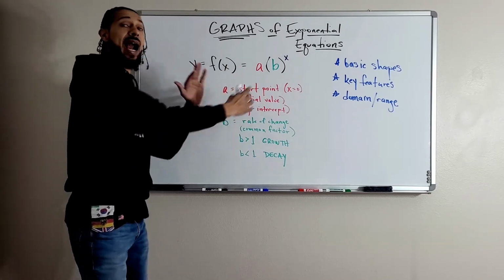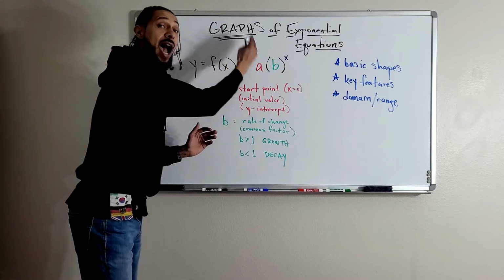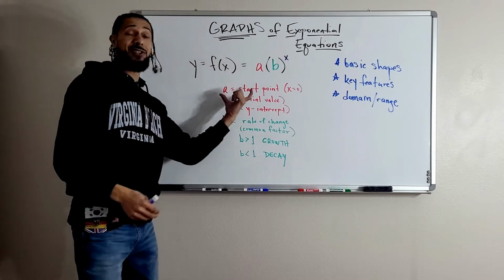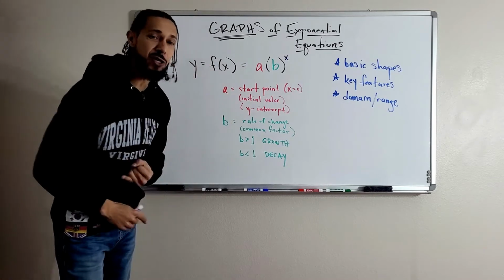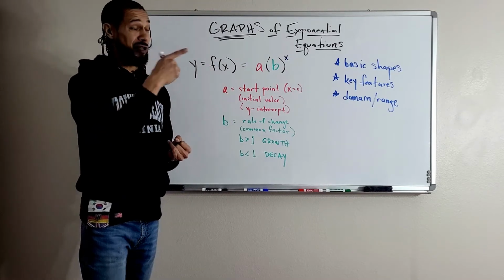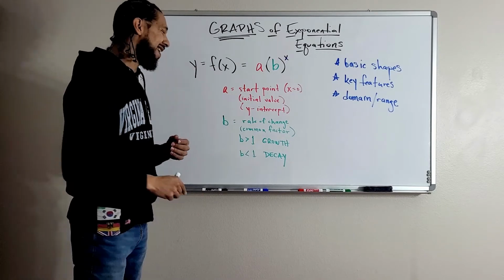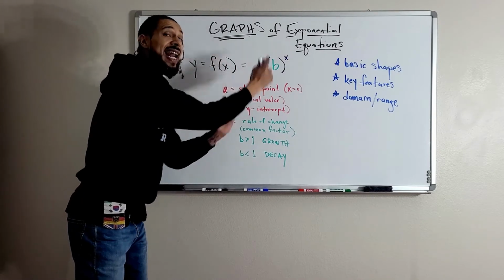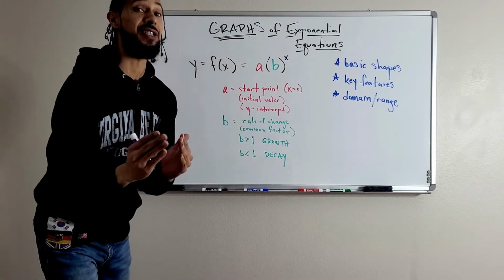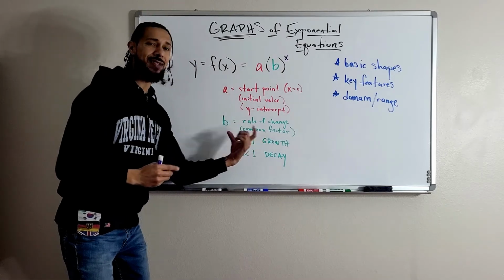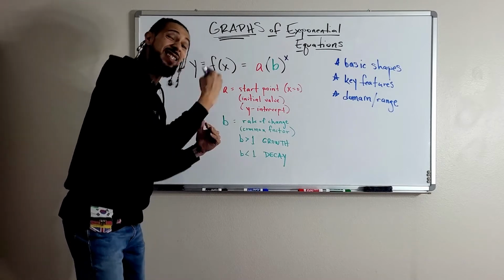Remember, a, the number outside the parentheses, the one not with the exponent attached, that's the starting point. That's where we are when x equals 0. That's our initial value. That's our y-intercept on the graph. You'll see that in a second. Remember, b, the thing that has the exponent attached to it, that's our rate of change, our exponential rate of change. Remember, it's our common factor. It's what we're multiplying by each time.